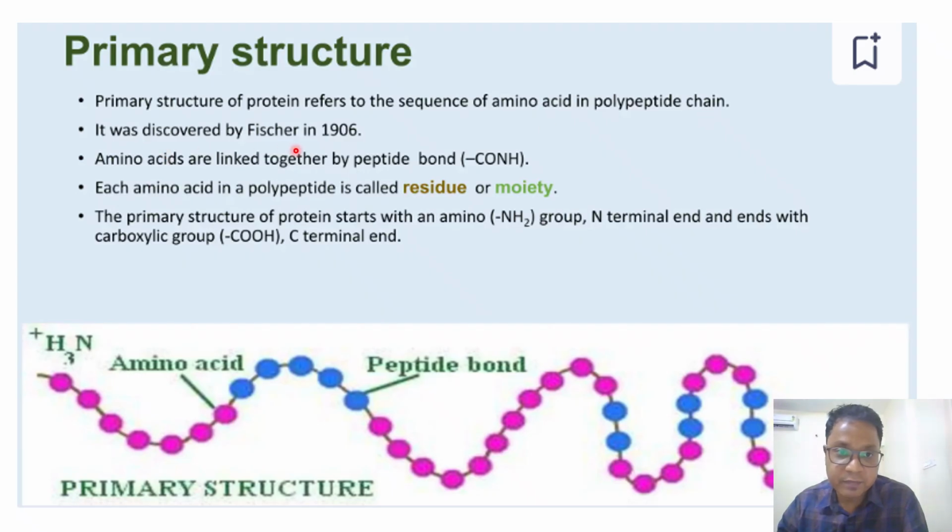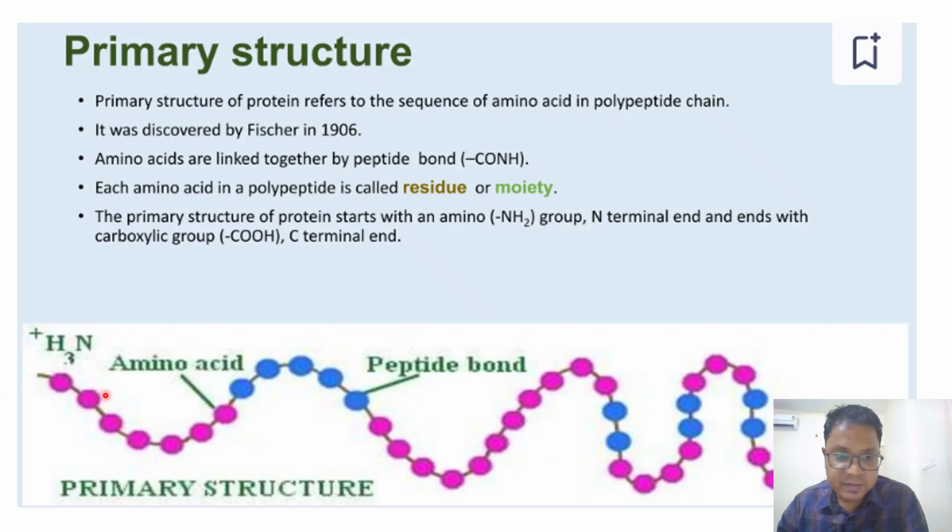It was discovered by Fischer in 1906. Amino acids are linked together by peptide bonds. Each amino acid in a polypeptide is called a residue or moiety. The primary structure of protein starts with the amino group, the NH2 group at the N-terminal end, and ends with the carboxylic group at the C-terminal end. If you look at the picture, this is the primary structure representation of protein.